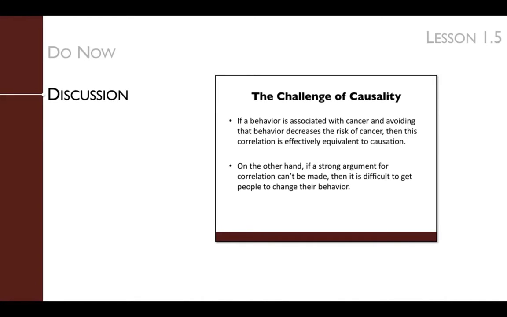First, we review the slide from the last lesson to make the point that while it may be difficult to prove causality, it is much easier to show a correlation between an exposure and the risk of developing cancer. But unless there is a strong correlation between exposure to a carcinogen and development of cancer, people will be reluctant to change their behavior.